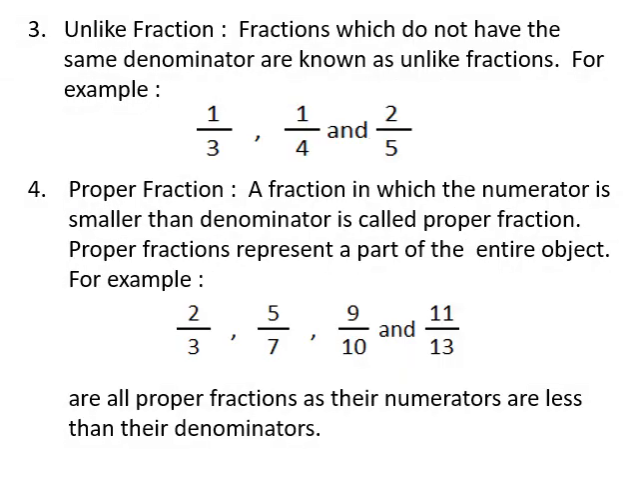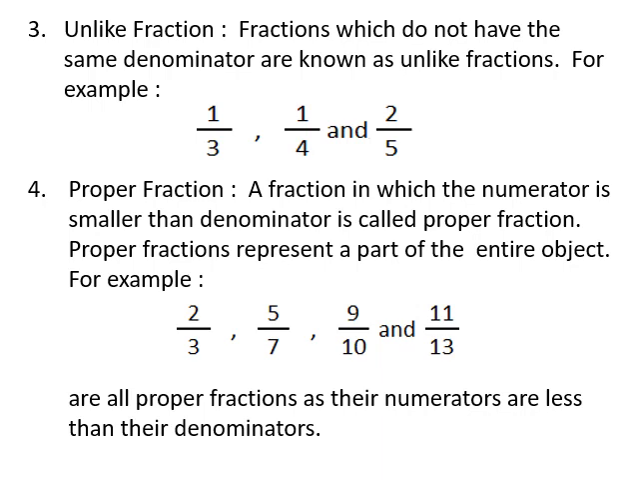Then comes your unlike fraction. Fractions which do not have the same denominator are known as unlike fractions. For example, 1 by 3, 1 by 4 and 2 by 5. Here you can see the denominators are different, 3, 4 and 5. So such fractions are called unlike fractions.